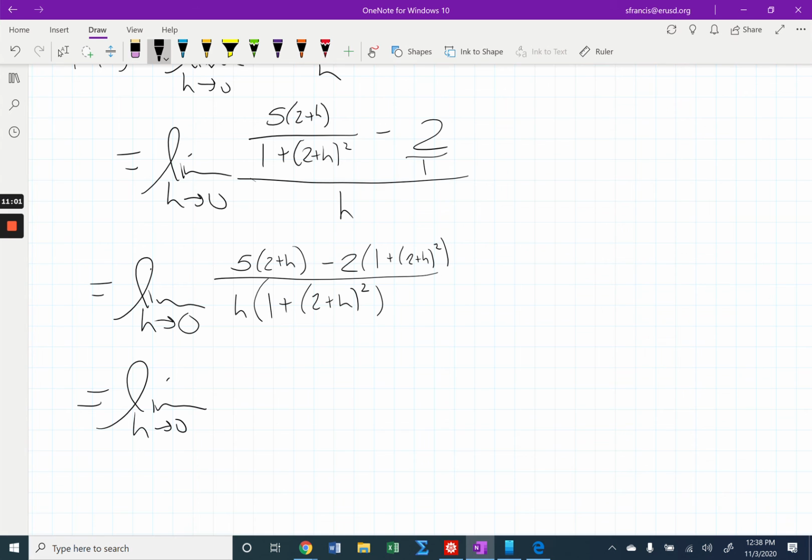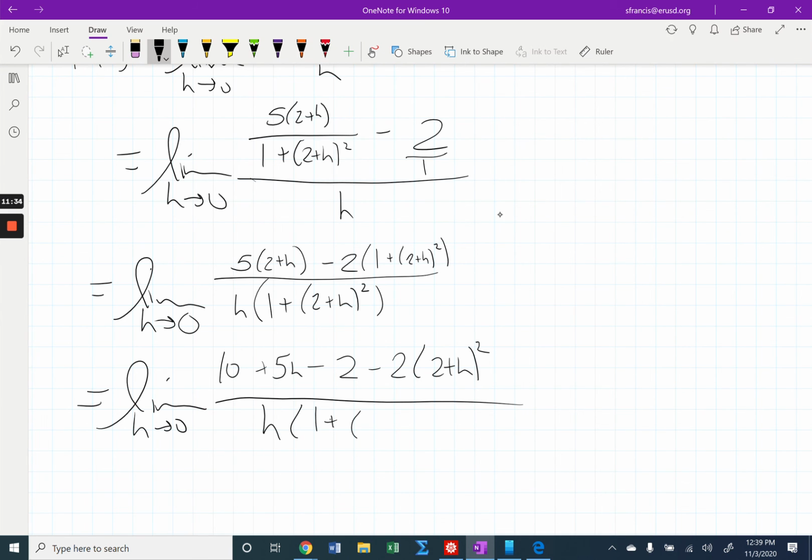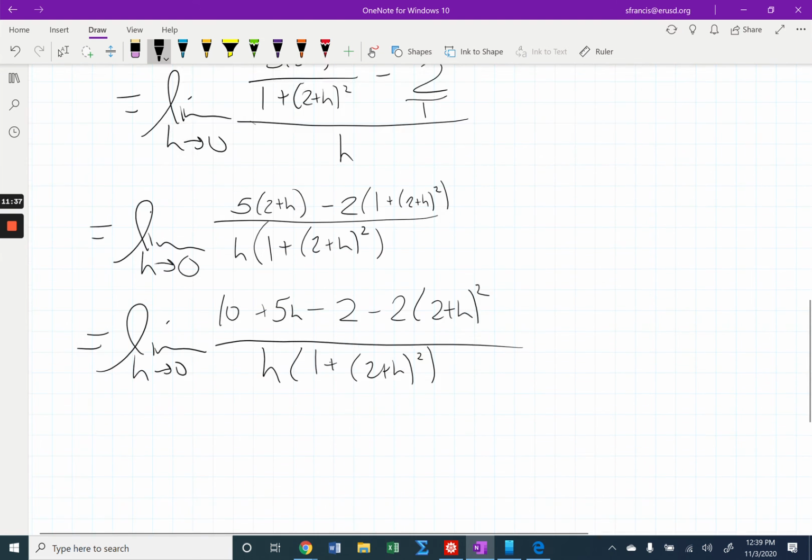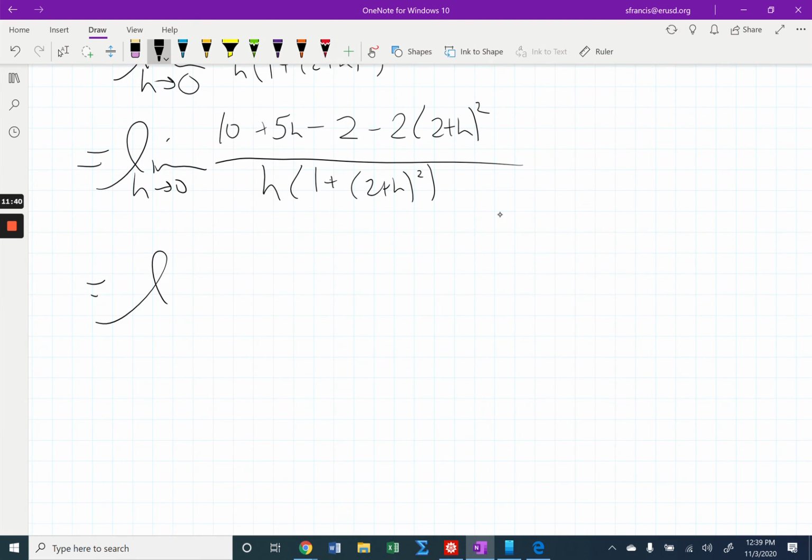Up here, we should be multiplying this thing out. I'm hesitant to say that for just a moment because I want to see if there's another way, but I can't see anything at the moment. So let's go ahead and multiply this out. So 10 plus 5h minus 2 times 2 plus h squared. I don't need that parenthesis over there because I distribute. We got h times 1 plus 2 plus h quantity squared like this. Now we got algebra. At some point, I'm going to say go off and finish it, but I still feel like I need to help a little bit.